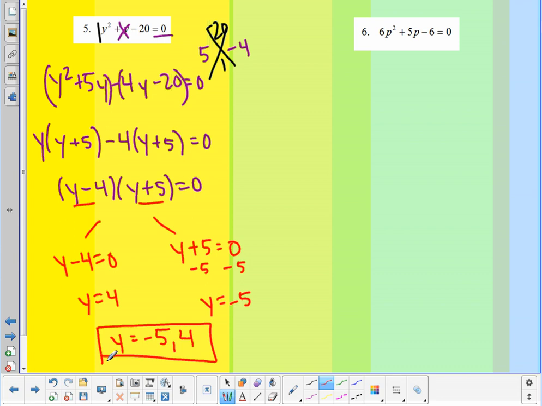Let's do one more question like that together. In number 6, we have 6p squared plus 5p minus 6. So again, it's not factored yet, but I need to go ahead and take care of that. So I don't have a GCF to take out. I'm just going to factor it like normal.